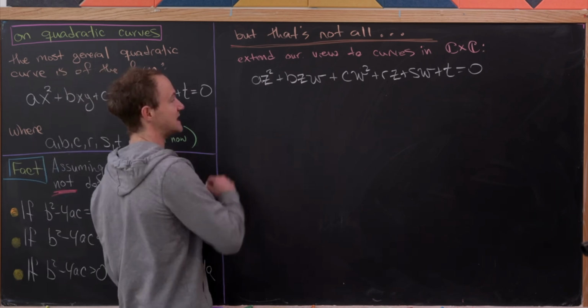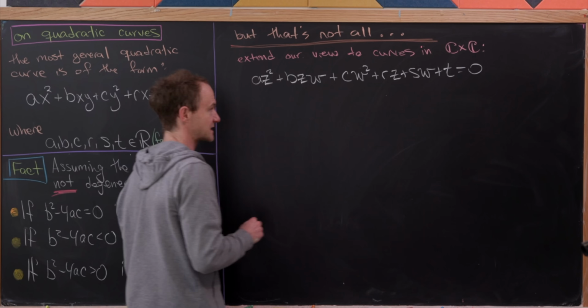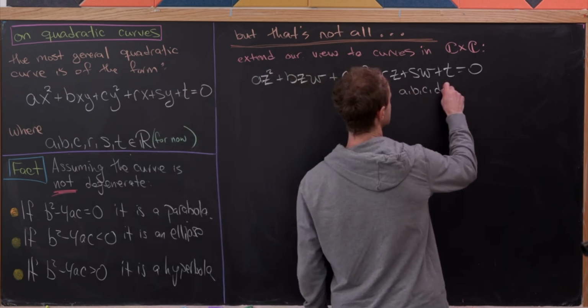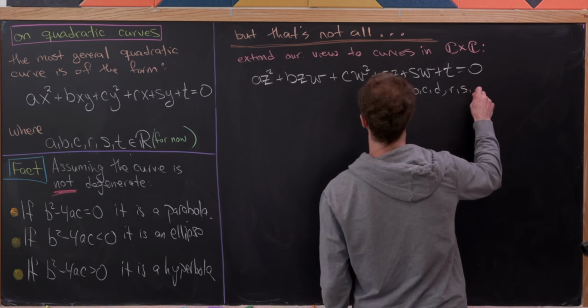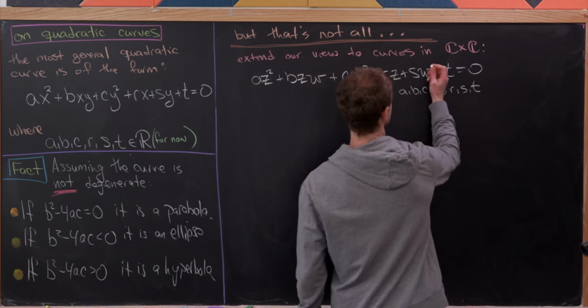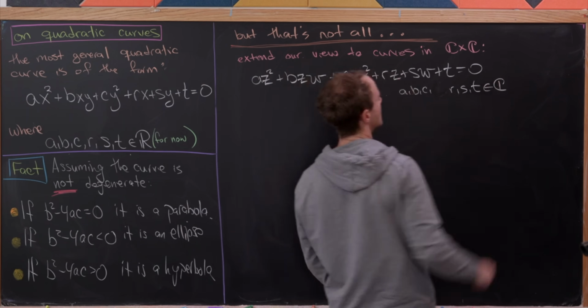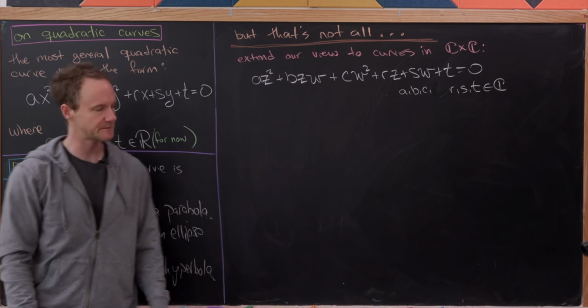And here, z and w are our complex variables, and a, b, c, and I guess r, s, and t. Oh, and there's actually no d here. So a, b, c, r, s, and t are all complex constants.